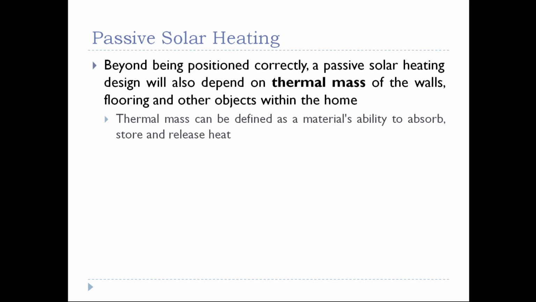So, beyond being positioned correctly, a passive solar heating design will also depend on the thermal mass of the walls, so the material. How much energy the wall material will store, how much heat dissipation may happen during the night time, as well as the flooring and other objects within the home, whether the heat capacity of these objects, including the walls and floors as well as the roof, is low or high. So everything will be deciding the passive solar heating.